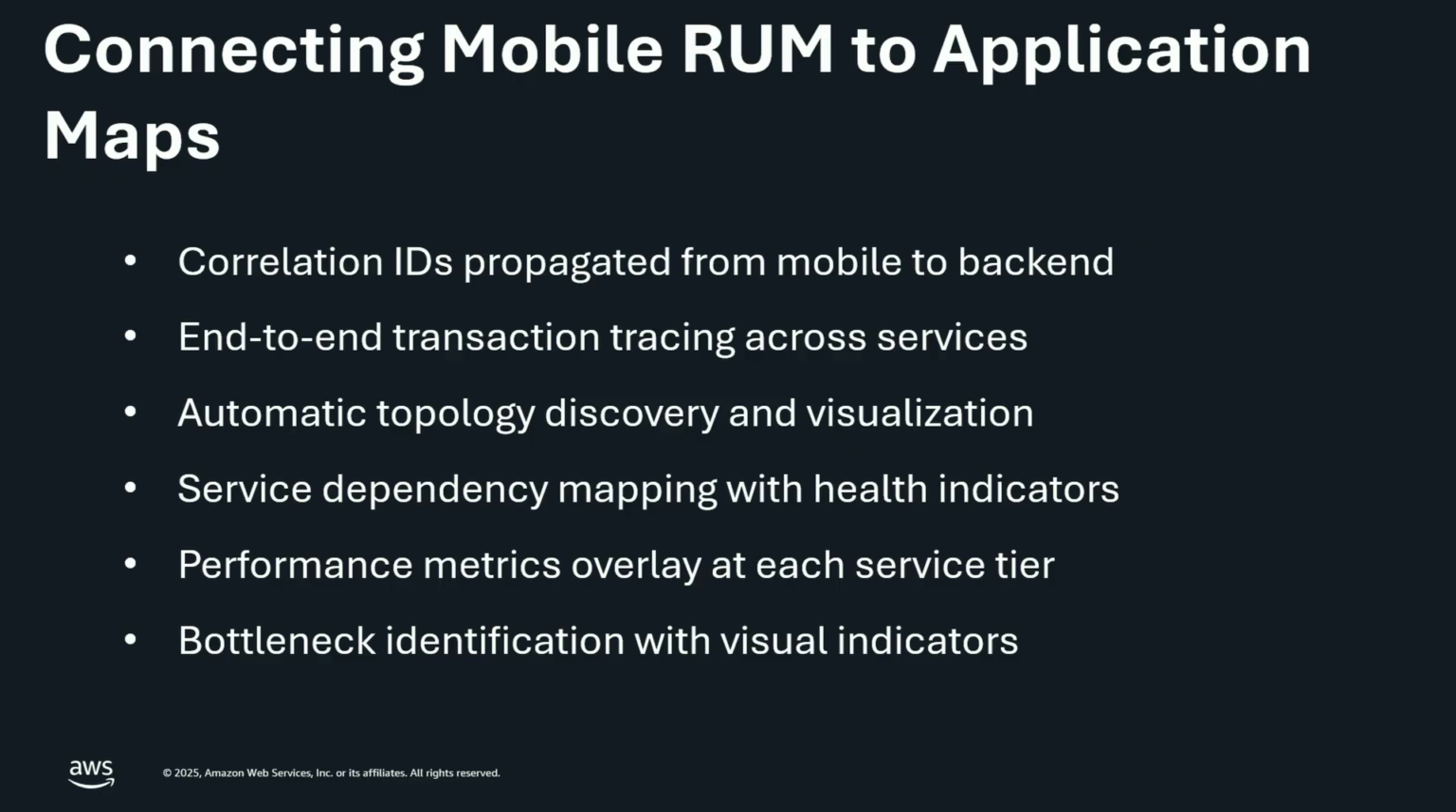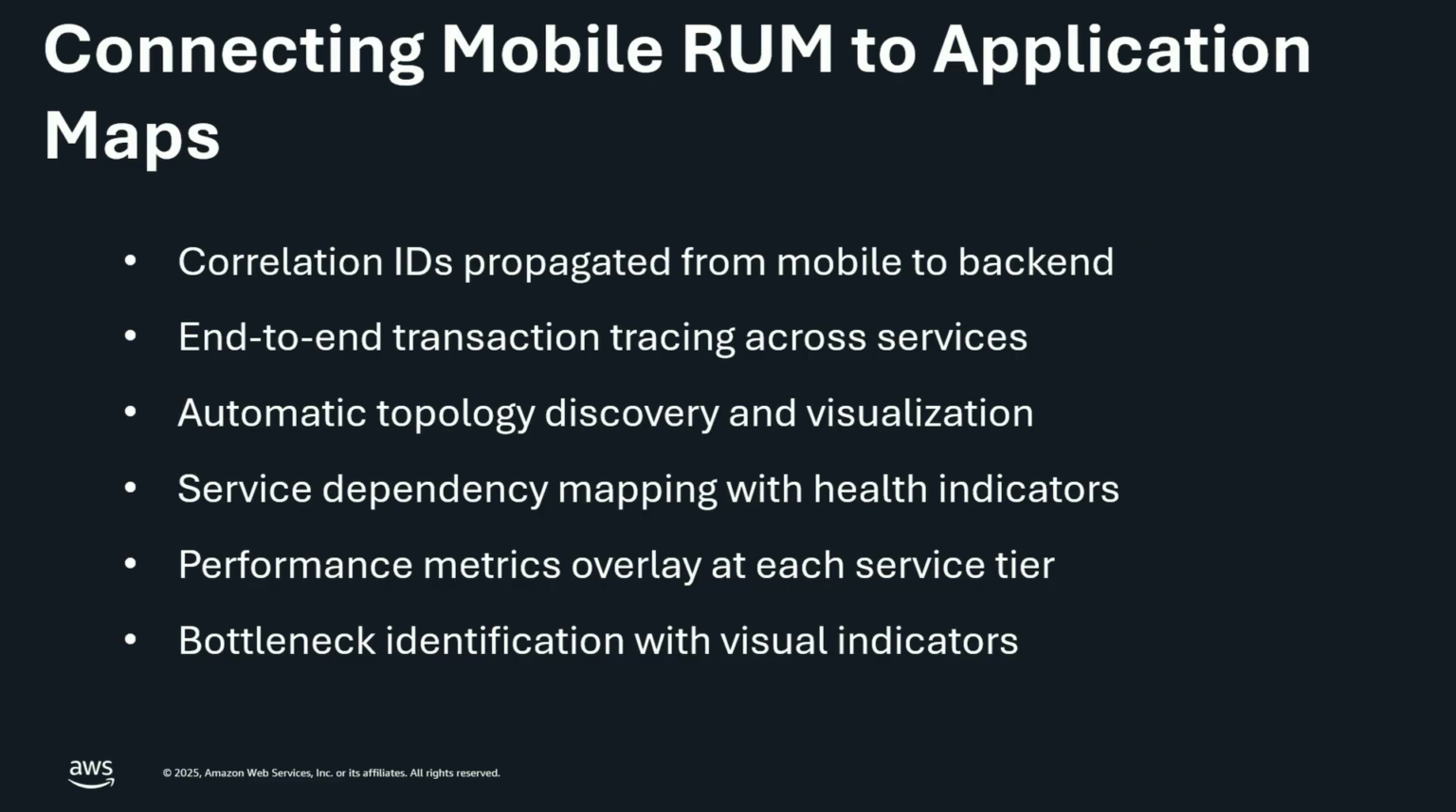And also with this newer application map feature, you will have automatic topology discovery as well as visualization, so that from one place you will be able to see how things are interconnected with each other. It also shows you the service dependency. So you might be wondering how my A is calling B, and all that information is also available for you. And also the performance metrics overlay at each tier.